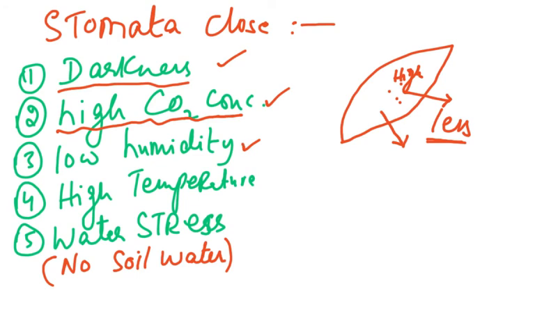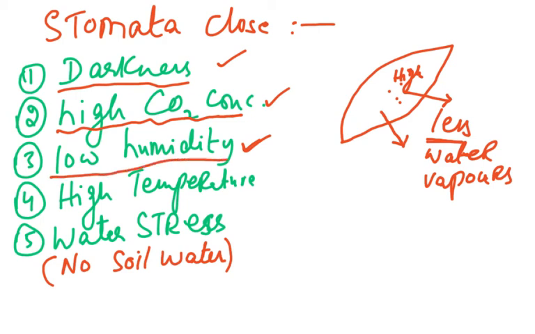So if there is low humidity outside the leaf, less water vapors outside the leaf, please remember I'm not saying water, I'm saying water vapors outside the leaf. So less humidity outside, even then the stomata is going to close. So number 1, darkness. Number 2, high carbon dioxide concentration. Number 3, low humidity. And the fourth one is high temperature.